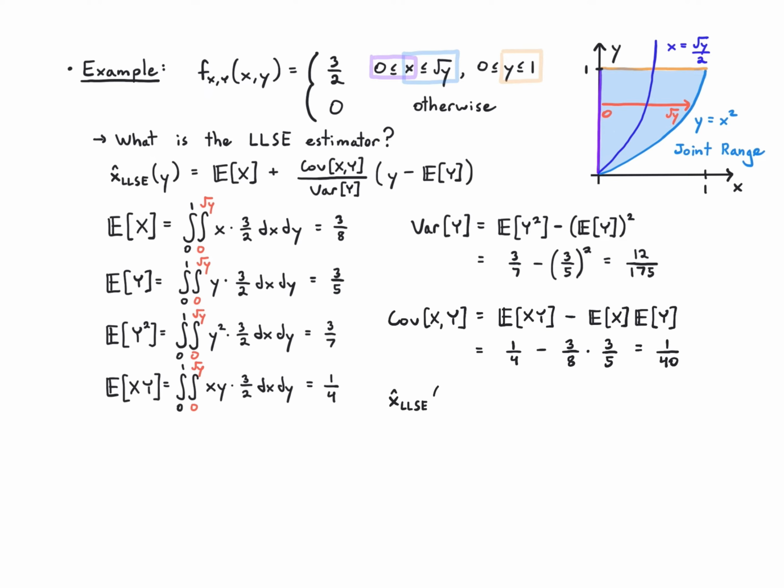And then I can plug all of this together to get 3/8 plus 1/40 over 12 over 175, that's y minus 3/5. So I get 35 over 96y plus 5 over 32. The exact numbers here are not important, but look at this line on the joint range. I've plugged in the form of it in terms of x, in terms of y, and you can see that it does a really good job of approximating the nonlinear curve the MMSE estimator gave. So it's the best line to approximate that curve.